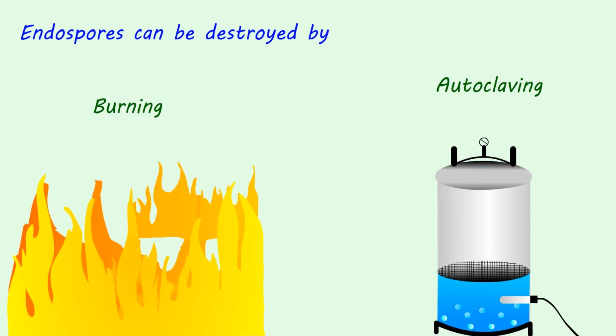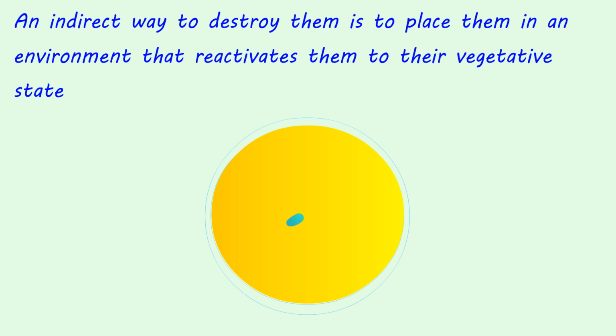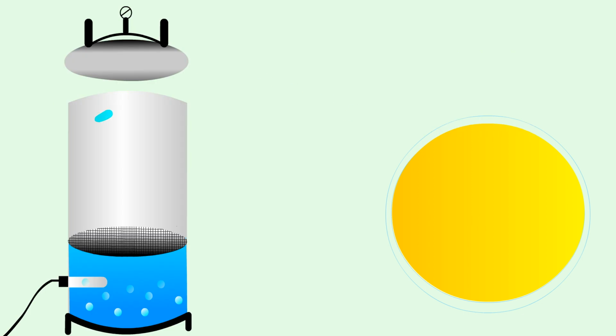Endospores can be destroyed by burning or by autoclaving. Endospores are able to survive boiling at 100 degrees Celsius for hours, although the longer the number of hours, the fewer that will survive. An indirect way to destroy them is to place them in an environment that reactivates them to their vegetative state. They will germinate within a day or two with the right environmental conditions, and then the vegetative cells can be straightforwardly destroyed.